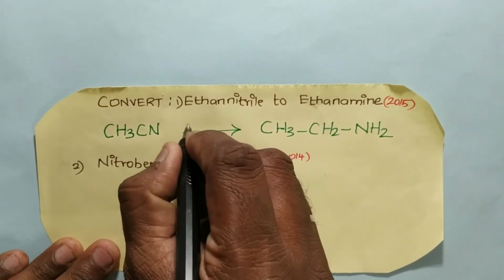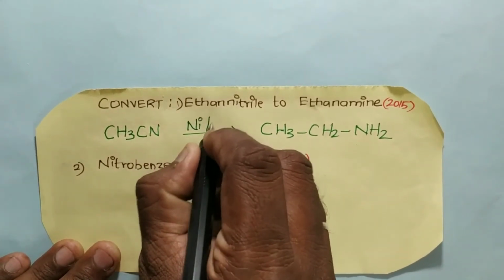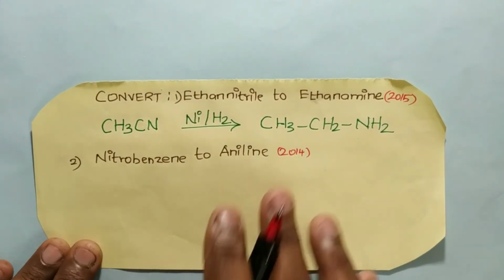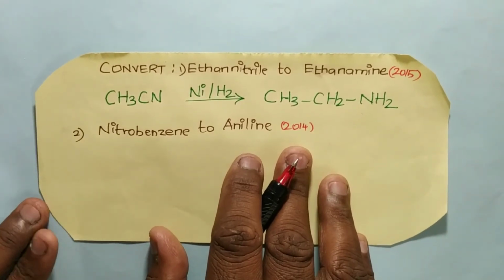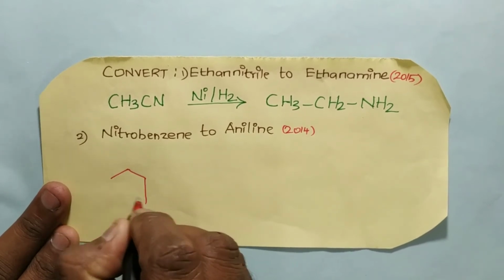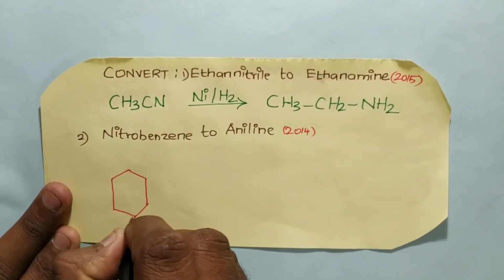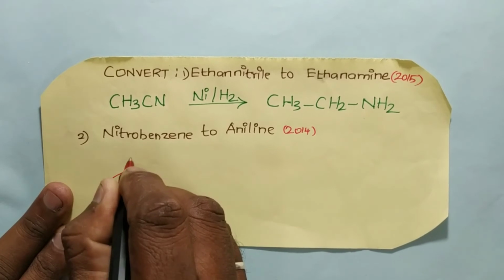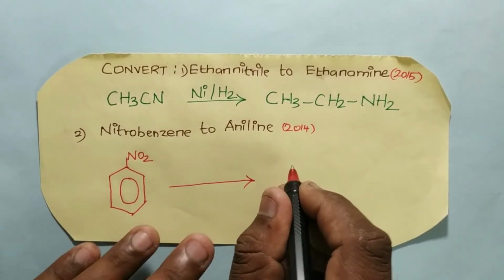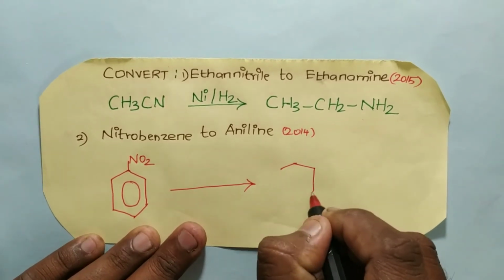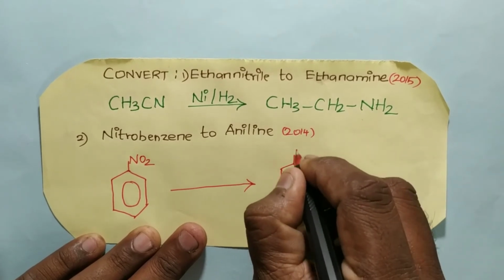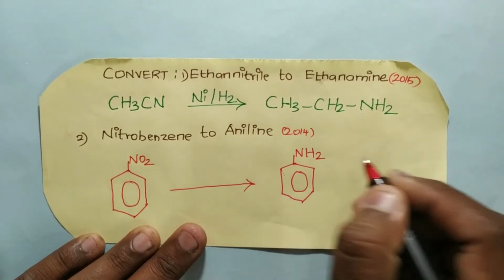Just by the reducing agent, if I am using nickel and hydrogen, it will get reduced to this product. And the next thing is nitrobenzene to aniline. This was asked in the year 2014. What is the structure of nitrobenzene? Here NO2 is there, and I have to convert it into aniline. Aniline is nothing but NH2 on the benzene ring.